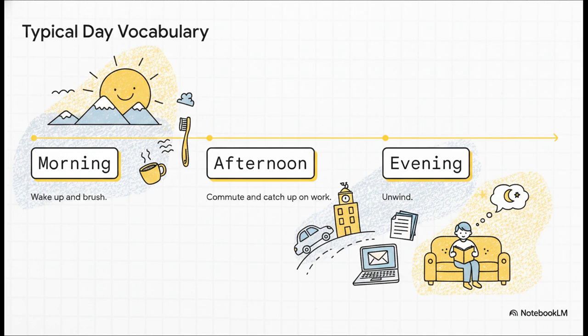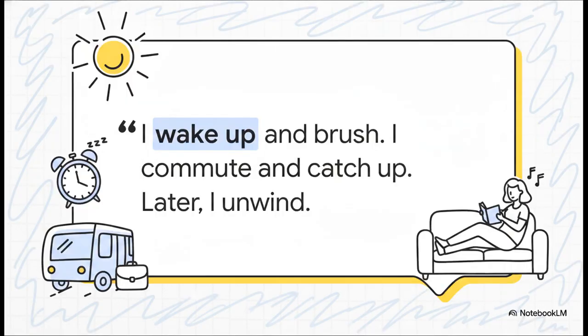Once you're there, you might catch up on emails or tasks. And finally, in the evening, rather than saying "I stop doing things," native speakers usually say "I unwind." These specific action words immediately elevate your English. They take you from sounding like a direct translation app to sounding completely natural. Take a look at this perfect daily routine paragraph. It shows exactly how our I plus action word formula builds a complete, cohesive thought. Look at how clean this is.